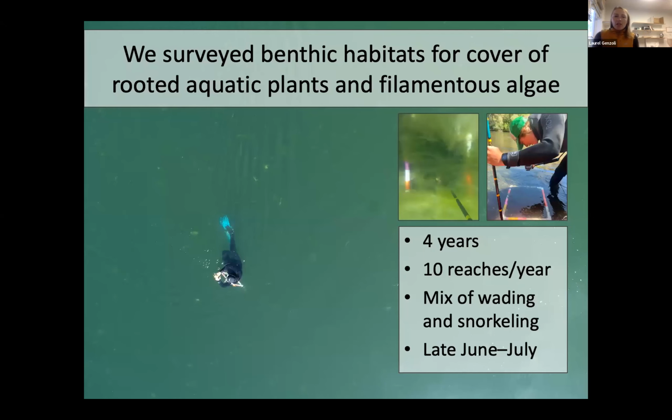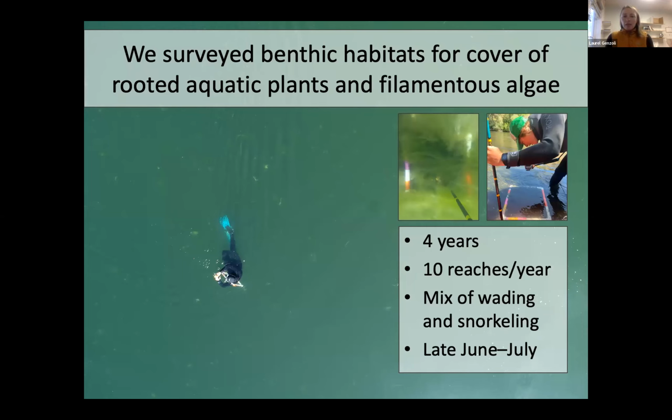Okay, so to get at these questions, we've been surveying the benthic habitat of the Klamath River for cover of rooted aquatic plants and filamentous algae for the last 4 years to get a baseline. We started this in 2019 with the expectation that dam removal would be happening in the next year or two, and we've been able to continue these surveys over the last 4 years, which in a minute I'm going to show you why that's been a really fortunate thing.